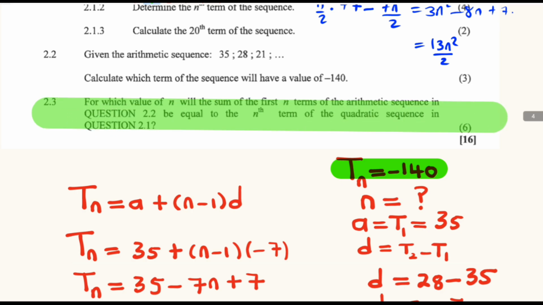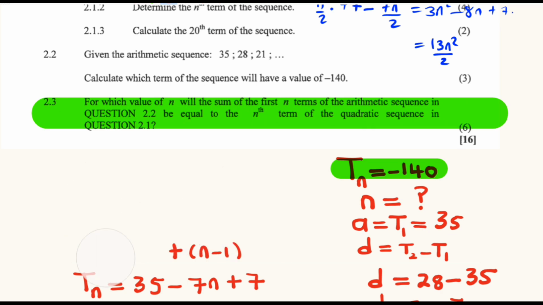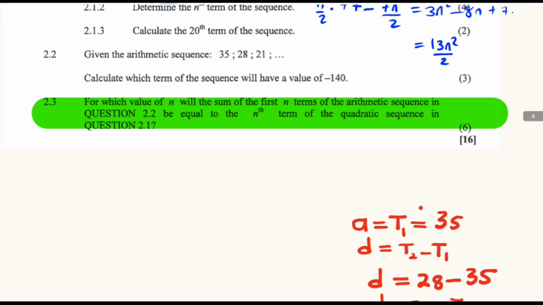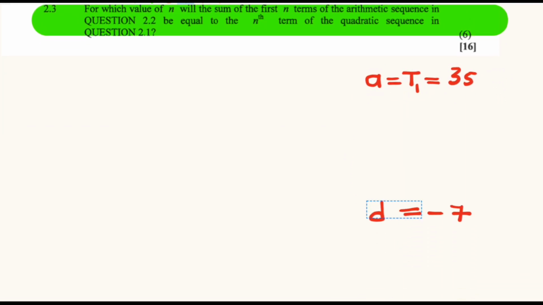Question 2.3. For which value of n will the sum of the first n terms of the arithmetic sequence in question 2.2 be equal to the nth term of the quadratic sequence in question 2.1? This one is straightforward. We just have to equate the sum of the first n terms of the arithmetic sequence with the nth term of the quadratic sequence.